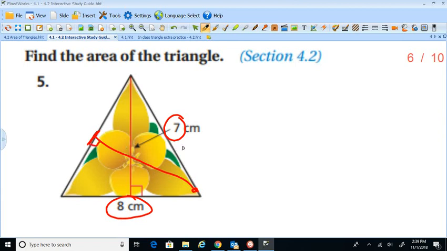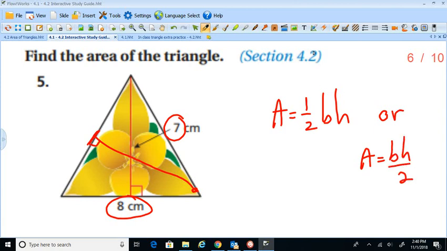Area is equal to 1/2 times base times height, or area is equal to base times height divided by 2. We're going to use that formula. So I'm going to use the first one. I'm going to cut 8 in half right away, multiply it by half. That leaves me with a 4. And then I can multiply what I have remaining. My base is 4 now. My height is 7. 4 times 7, 28 square centimeters.